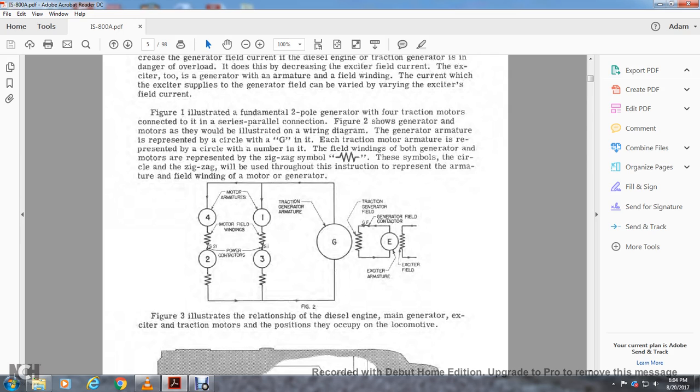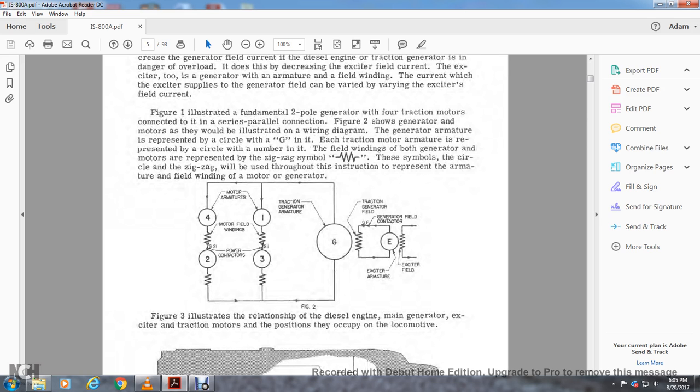Figure 1 illustrates the fundamental 2-pole generator with 4 traction motors connected in series parallel, and figure 2 shows the generator and motors as they will be illustrated in the wiring diagram. The generator is represented with a circle with a G in it, and each of the traction motors is represented with a circle with a number in it. The field windings of both the generator and motors are represented with a zigzag symbol. These circle and zigzag symbols represent the armature and field winding of the motors and generator.